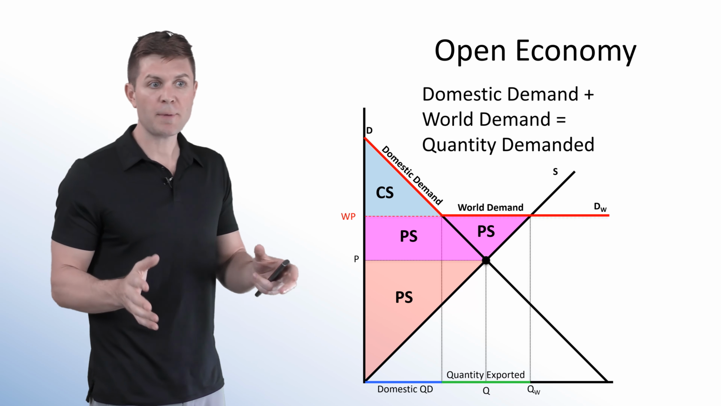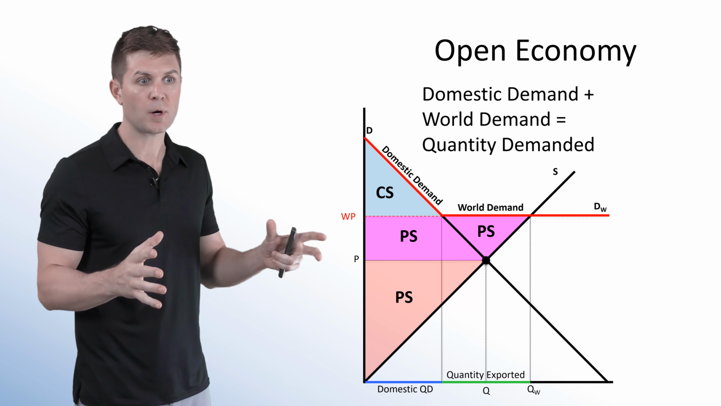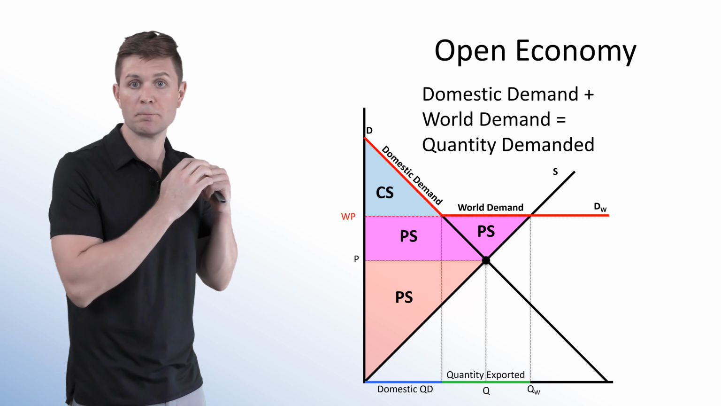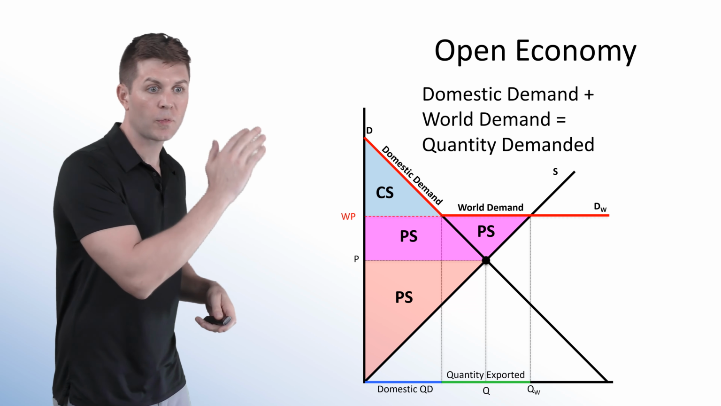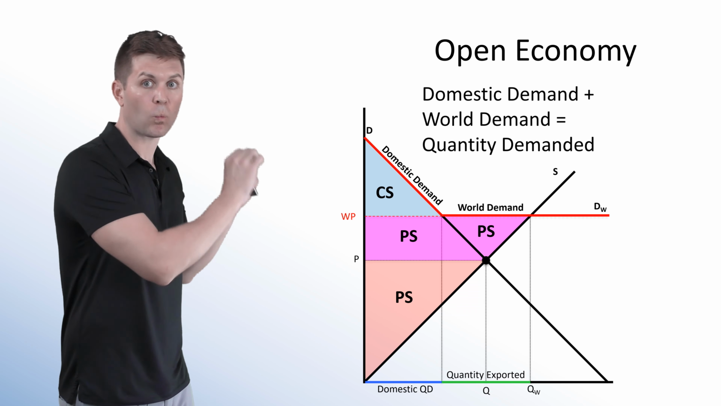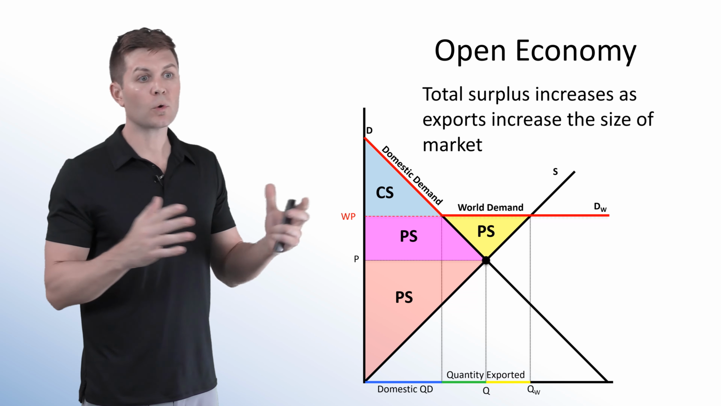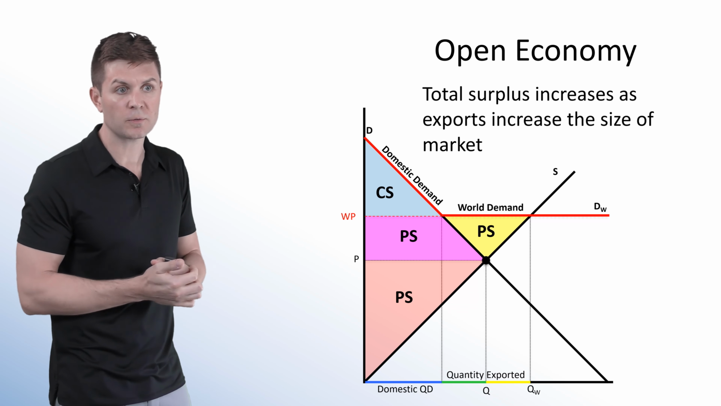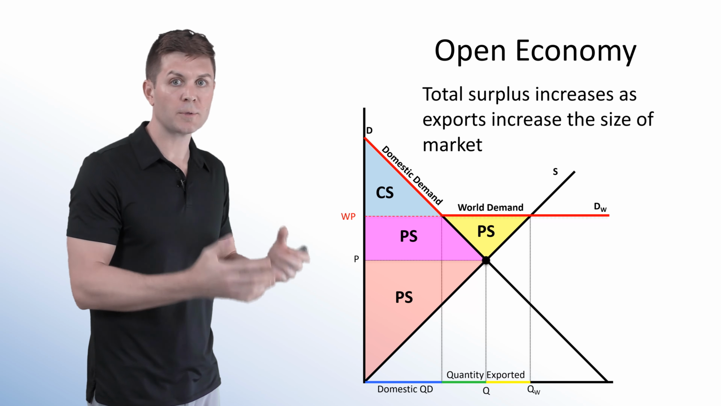So our domestic demand plus the world demand equals the total quantity demanded for this market. Our supply curve is dictated by domestic supply, and we're exporting some of our product, but the demand is dictated by world and domestic quantity demanded. All right, our total surplus increases as exports increase the size of the market. Our market size is greater. Total surplus is better off.